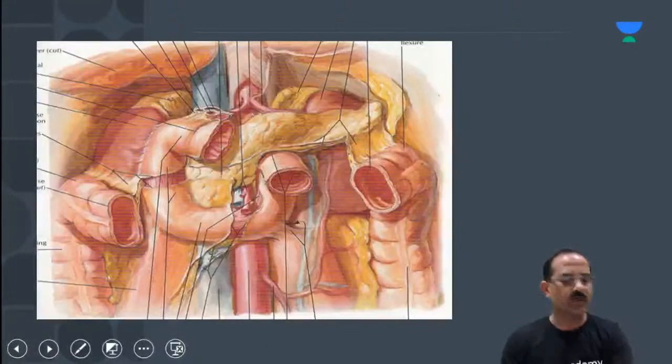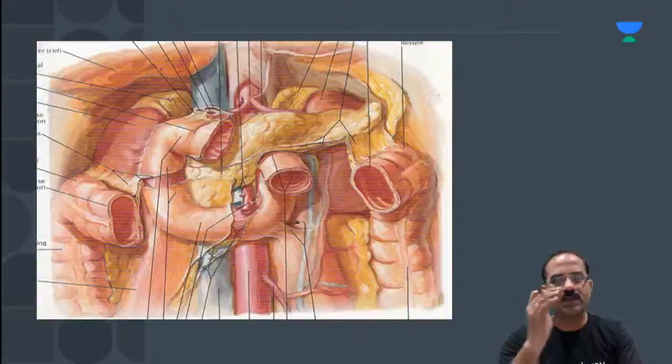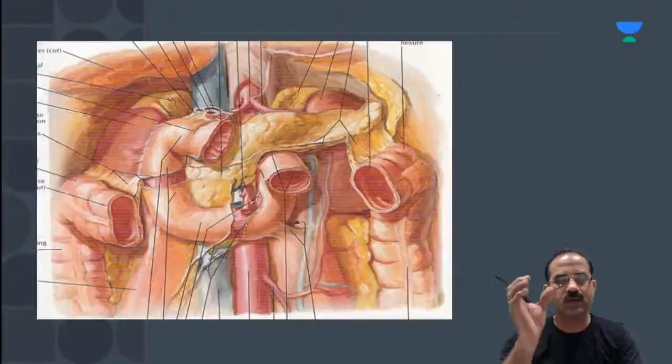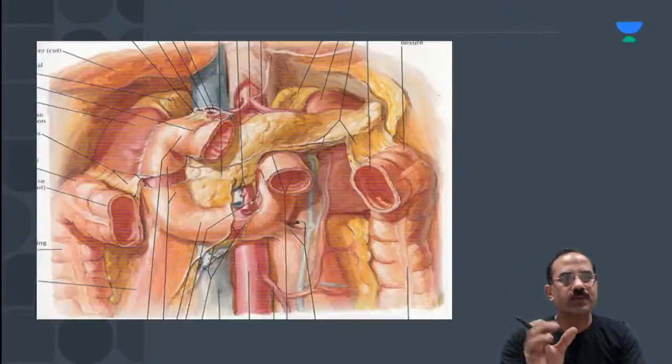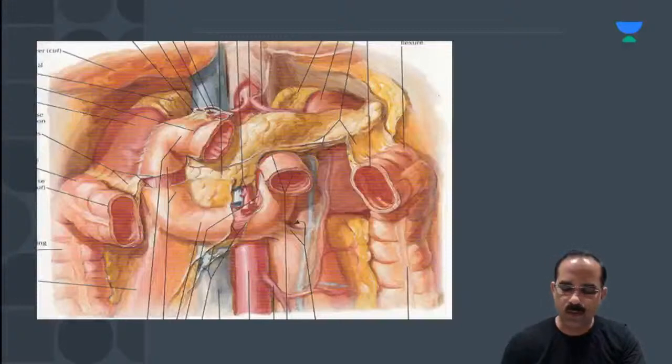Okay, we'll start with the duodenum. Students, the duodenum has four parts, like we all know: the first part, second part, third part and fourth part. What is the length of the first part? The length of the first part is 5 centimeters. And what is the vertebral level of the first part? At what level does it lie?